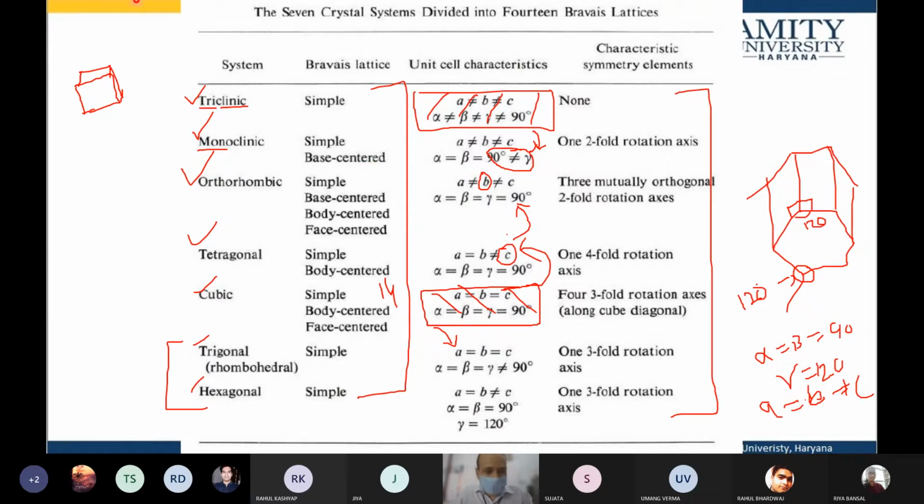Now these are the 7 crystal systems, but there are a total of 14 Bravais lattices. That means the unique arrangements of points in 3 dimensions. So for example, in triclinic only simple, that means atoms at the corners. That is the Bravais lattice. There is no other possible.